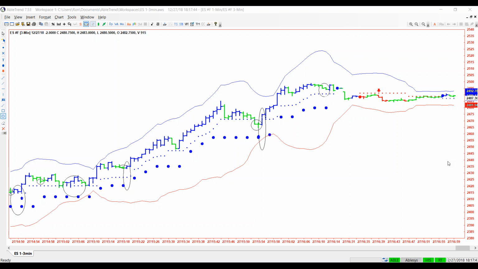I mean, the signals were there. The software can only put the signals on the chart. You and I, we have to interpret it and make the trades. But the software did its job. Let's just say that, and it worked real well.